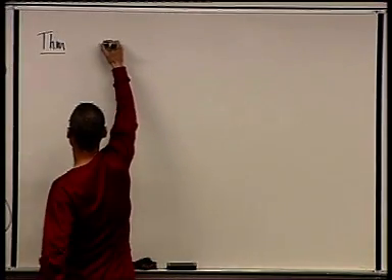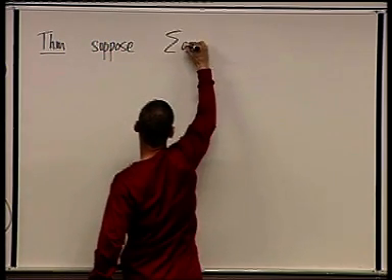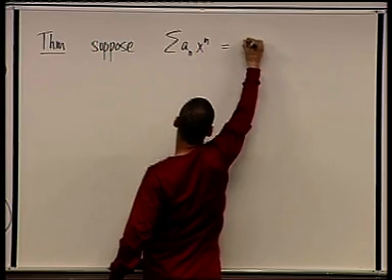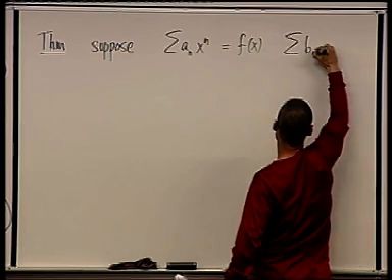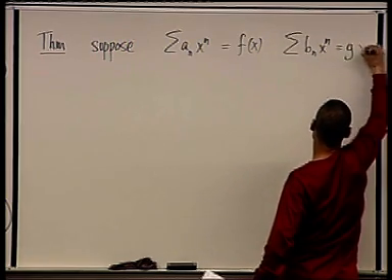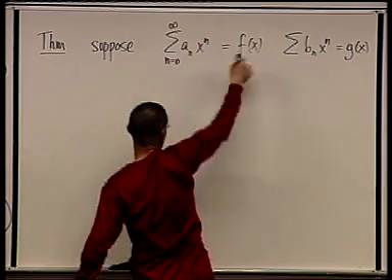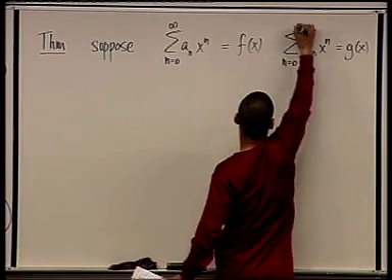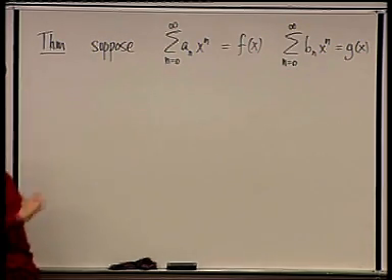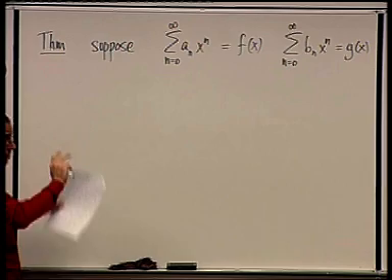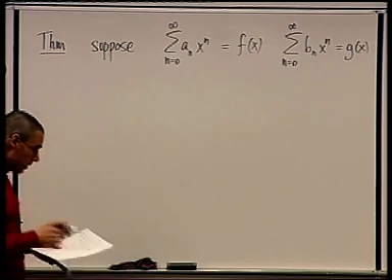So suppose sigma an x to the n converges to f of x, and sigma, we need two of them here, bn x to the n converges to g of x. When I write equals, I mean that there is some positive radius of convergence, and that this series actually converges to the function. Okay, it's not just the Taylor series, it's the Taylor series, and it satisfies that it actually converges to the function.